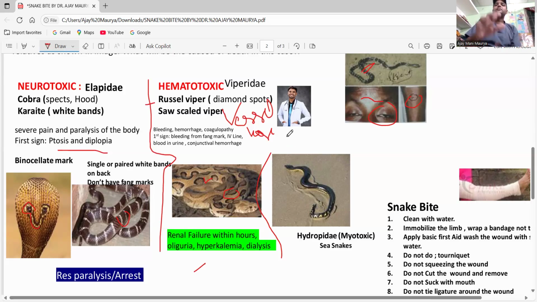Next one is the Hydropidae family. No, there's no need to remember the family. Just remember the snake. Okay, that is the what? Hydropidae. It is the myotoxic.